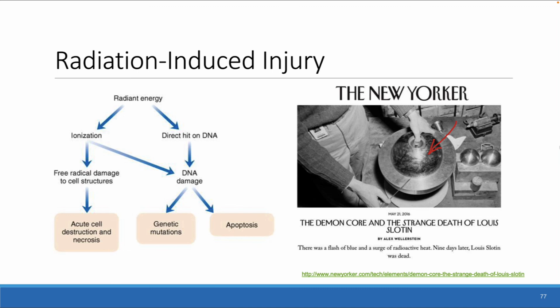So the two paths that it can take are free radical damage to cell structures, which causes acute cell destruction, or it can have DNA damage from that ionization that results in genetic mutations, potentially causing cancer, or the cell would recognize that those genetic mutations have happened and cause the cell to die an apoptotic death.